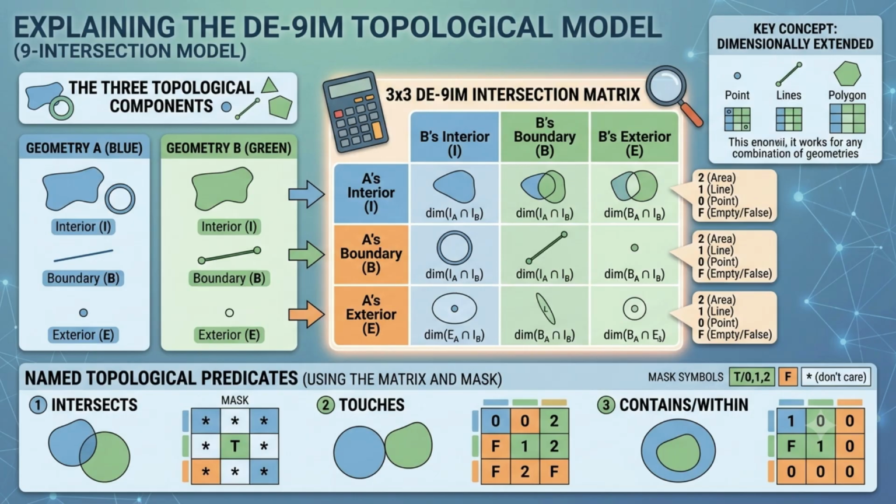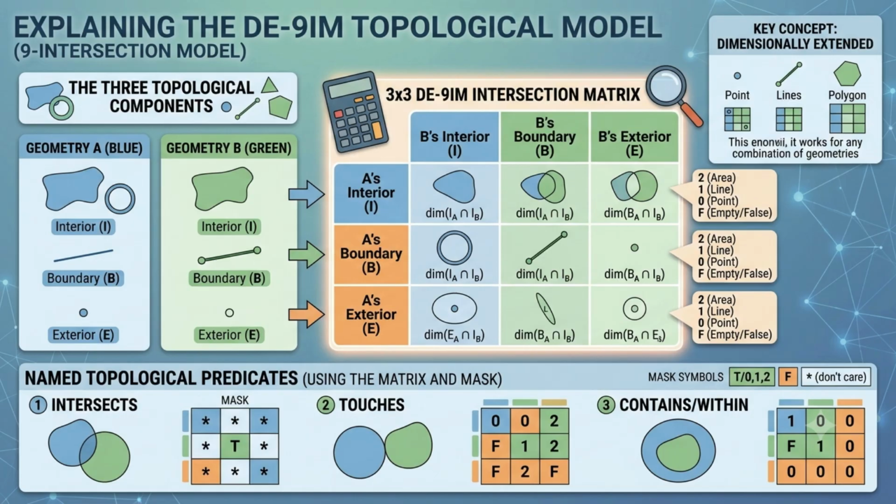Let's apply an analogy to make those mechanics concrete. Imagine object A is a linear subway tunnel, and object B is a polygon representing a specific neighborhood. Okay, I'm with you. The GIS software runs the matrix. If the subway line's interior intersects the neighborhood's interior, but the subway line's boundary, its endpoint, does not, the software mathematically knows the subway passes completely through the neighborhood.